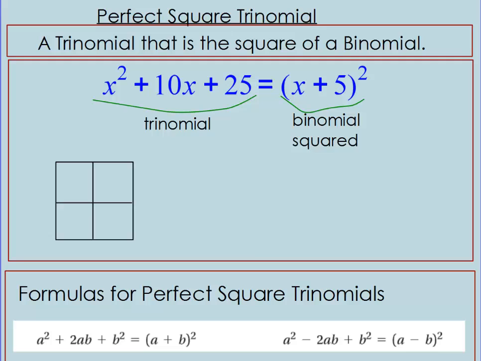Let's begin. Before we talk about completing the square, I just want to remind you what a perfect square trinomial is. This is a key part to completing the square. It's a trinomial that is the square of a binomial. So what do I mean by that?